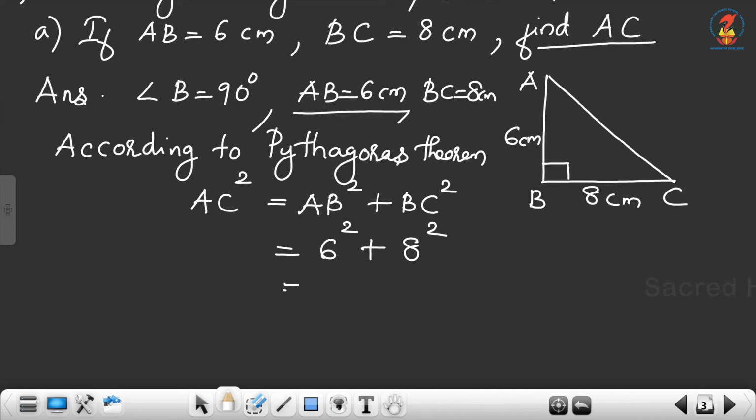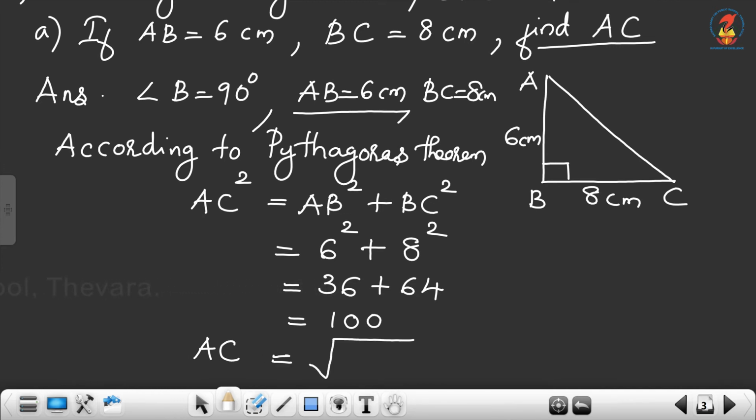Now, what is 6 square? 6 square is 36 plus 8 square is 64. 36 plus 64 is equal to 100. Therefore, AC square is equal to 100. So, you have to find the value of AC, that means the length of the hypotenuse. AC is equal to the square root of 100. Then what is the square root of 100?